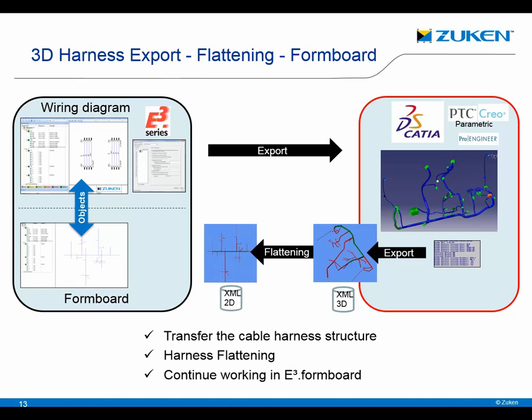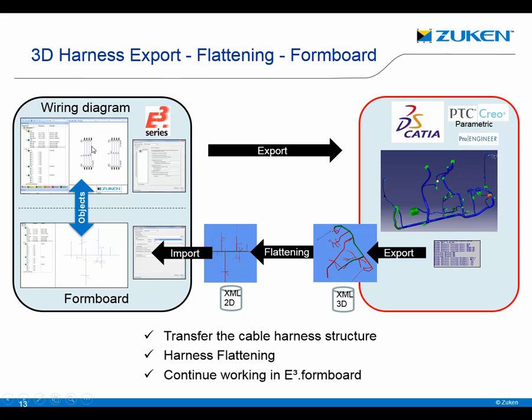With the flattening tool, we convert the 3D harness into a 2D geometry. Importing the 2D geometry with the harness import generates a formboard automatically. Formboard and wiring diagram are connected by the objects directly. That means if you make a modification here in the formboard, it's already done here in the wiring diagram. And also if you make a modification here, this will be done here also.